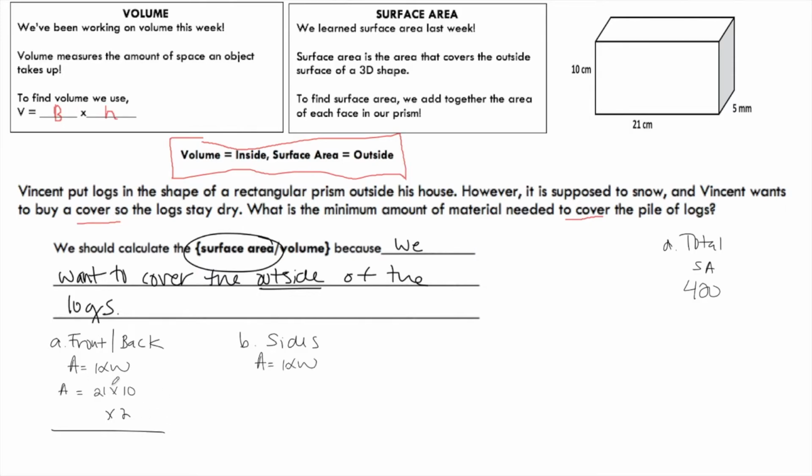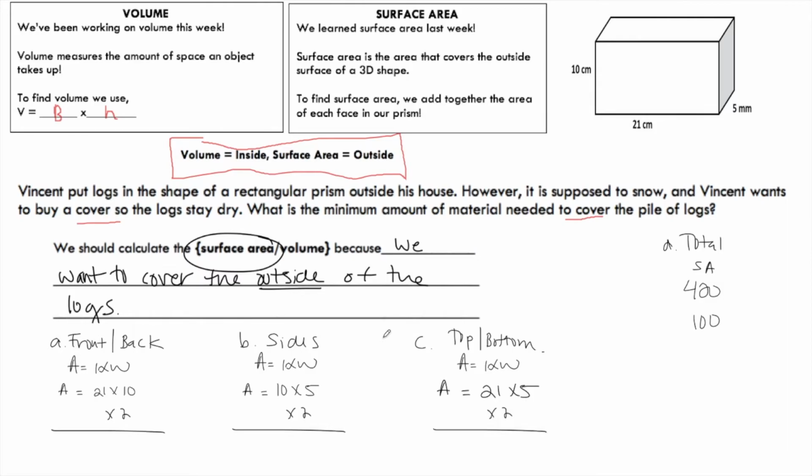Now onto my sides, I have my formula, my substitution, multiplying by 2 again, and my answer is going to be 100. Same with the top and the bottom. I do formula, my substitution, I multiply by 2, and I get 210. I'm going to go ahead and add these 3 things together, and you should get 730 centimeters squared.